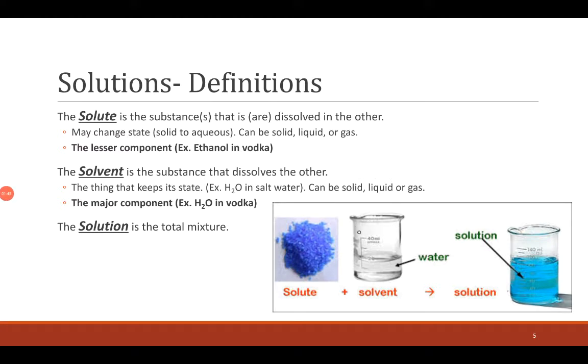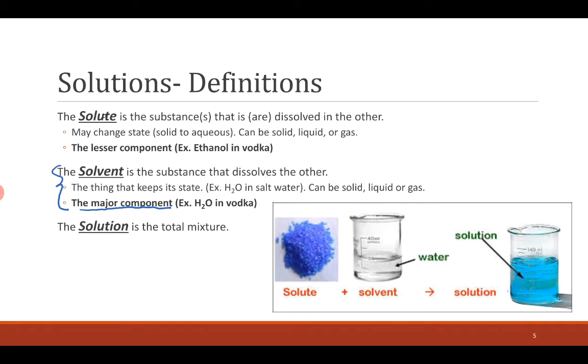So before we dive too deep into solutions, we do need to cover some vocabulary terms. We said earlier that the solution will take the phase of the substance that's present in the most amount, which is the solvent. And so this is the major component in the solution. A lot of times our solvent is water, but there are other solvents out there. The solvent is whatever is present in the most amount.